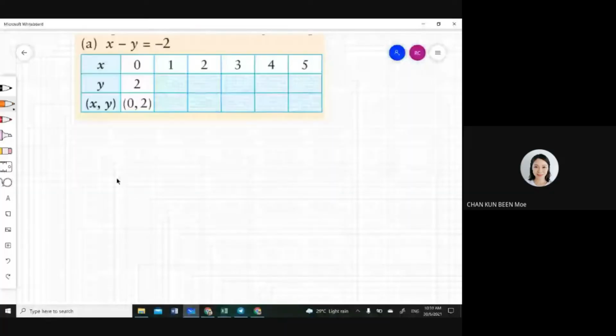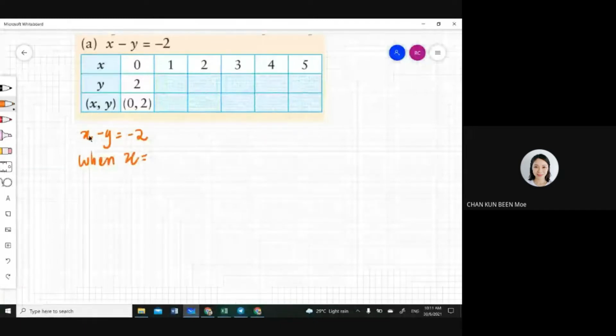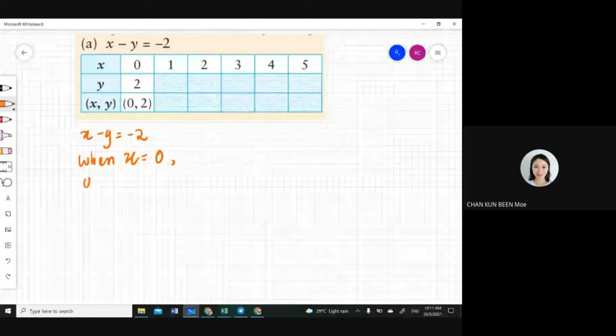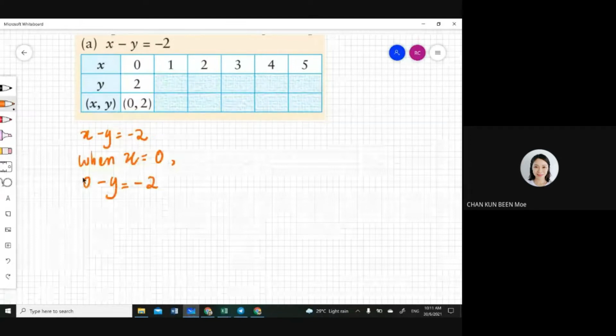This is the one. I enlarge it. Okay, so from here, we have to solve all the equations given. First one, x minus y equal to negative 2. So when x equal to 0, I show the first one to you. When x equal to 0, you need to substitute the value of 0 into the equation for x over here, which will be 0 minus y equal to negative 2. So the remaining here on the left, 0 minus y, we still have negative y equal to negative 2.